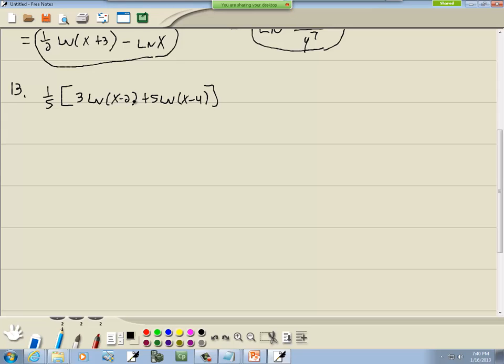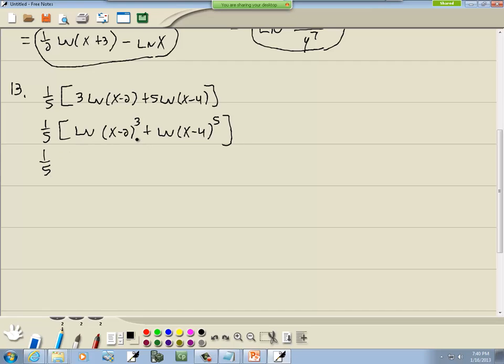Well, we got parentheses, but there's nothing to do inside of those, so I do what's inside the brackets. Well, before I can do any of my log properties, again, you cannot have any numbers in front of your logs, so that's the first thing I'll do. I'm going to take the 3 and put it as my power, so I have natural log of x minus 2 to the third power. And I'll take the 5 and put as my power. So that gives me natural log of x minus 4 to the fifth power.